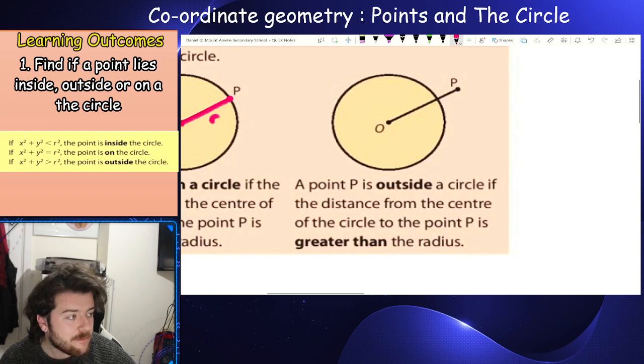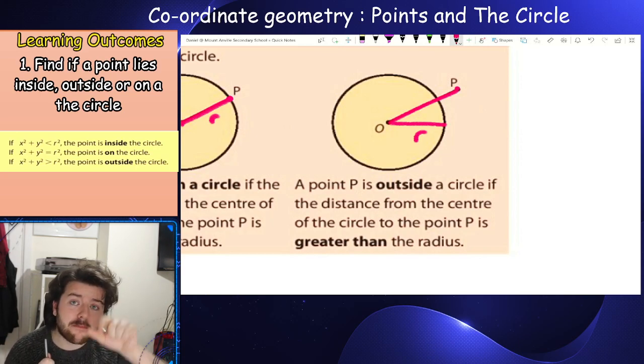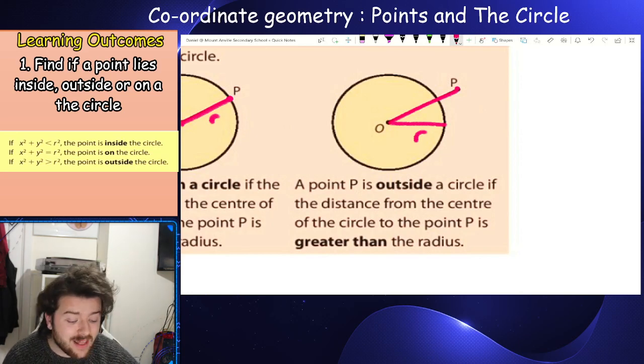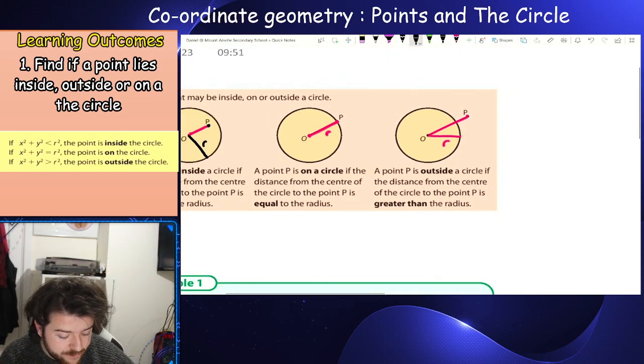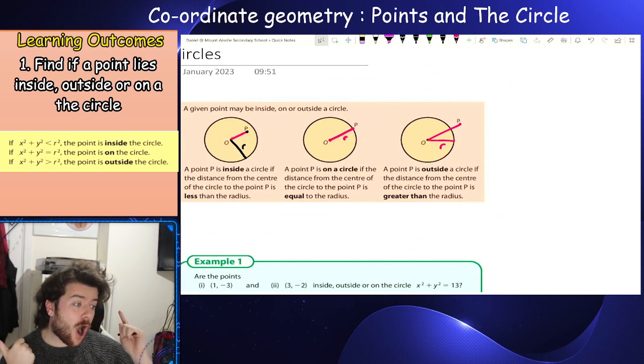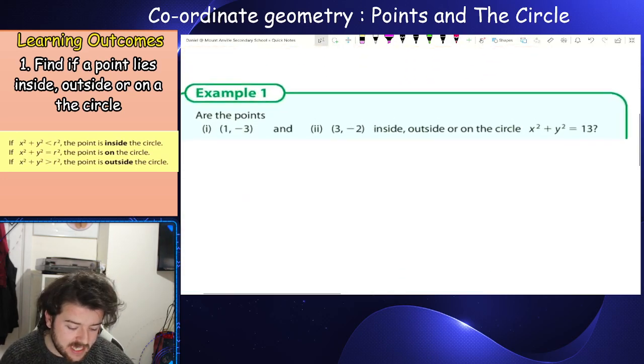And then finally, here I have a point outside the circle. I can see this distance extends past my radius, so it's bigger than my radius. So if the distance between the center point and the point we're given is greater than the radius, then the point lies outside the circle. We can do this two ways: we can use our equation of a circle, or we can use the distance formula. I'm going to show you both methods now.